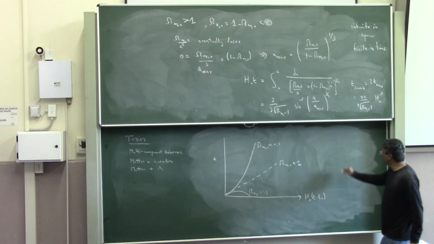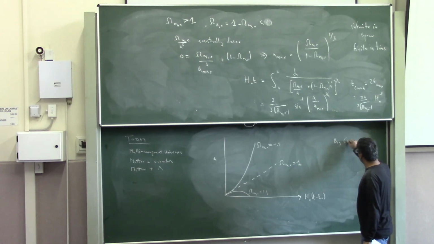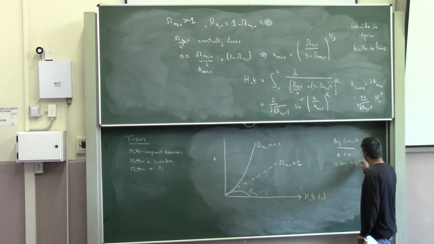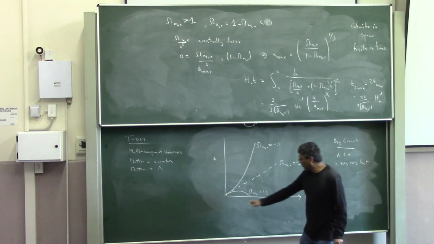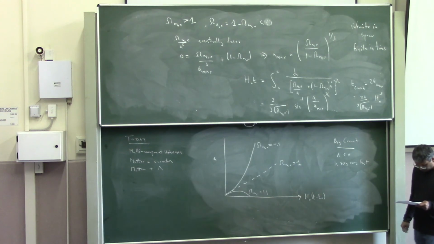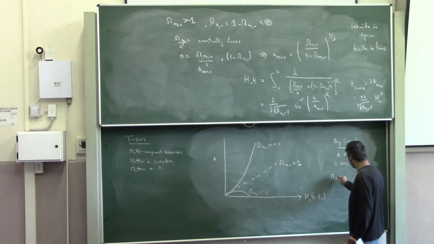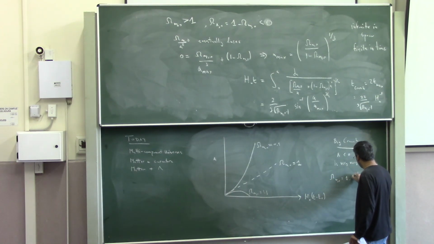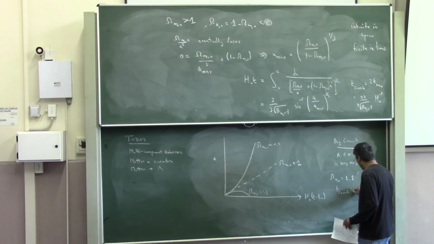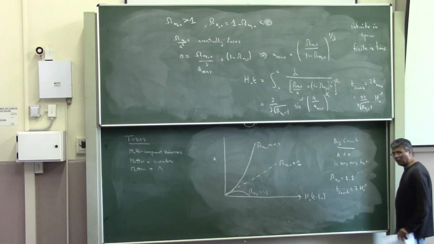So the big crunch with a negative cosmological constant is very, very fast. The universe expands for a bit and then crunches very quickly compared to these other universes. So, for example, for omega m0 is 1.1, the time for the crunch is about 7 inverse Hubble times.